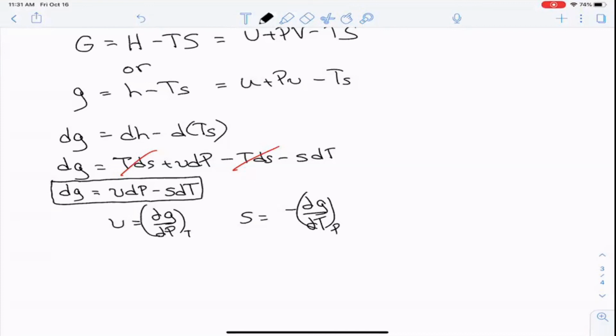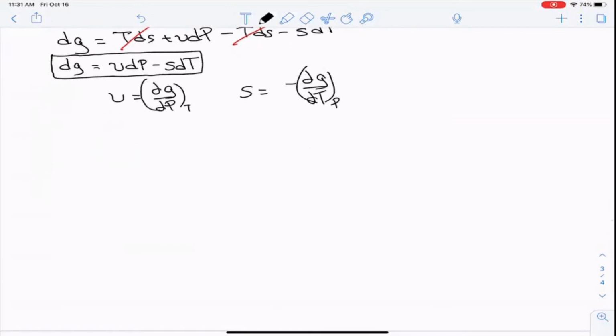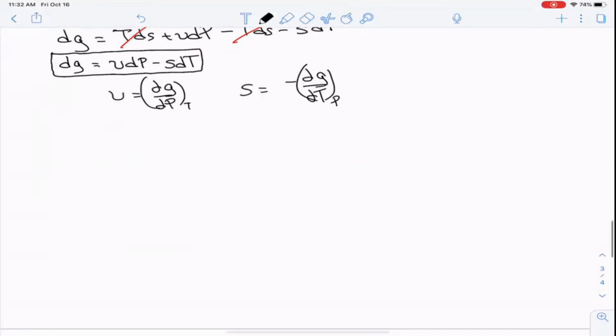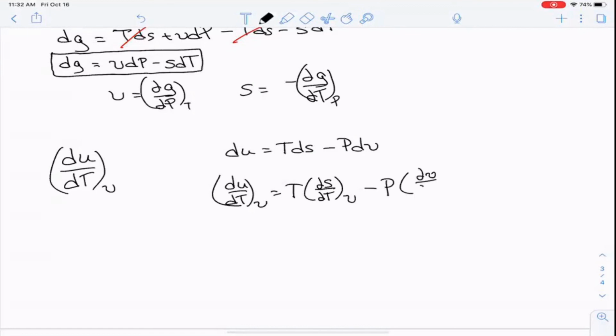So one of the things that I wanted to point out that we can use the differentials for is to maybe slightly better understand some of the variables, or alternate definitions for variables, that we've already looked at this semester. So let's ask ourselves, what is the change in the internal energy as a function of temperature at constant volume? Well, we know that dU is equal to TdS minus PdV. So dU/dT at constant V just equals T times dS/dT at constant V minus P times dV/dT at constant volume.